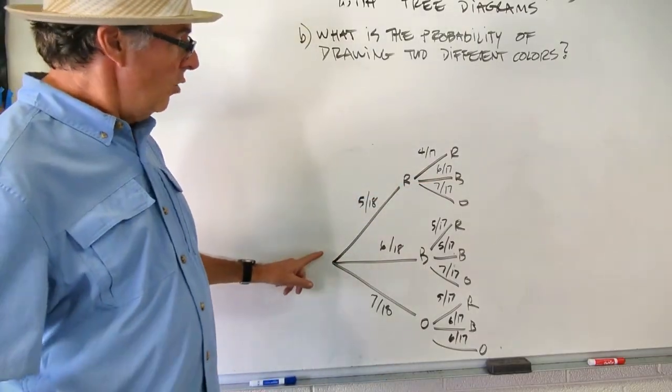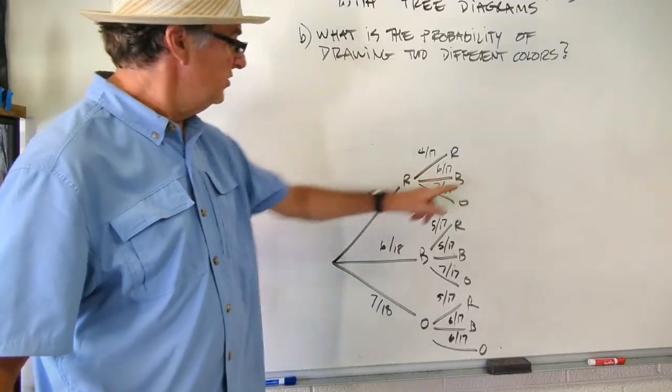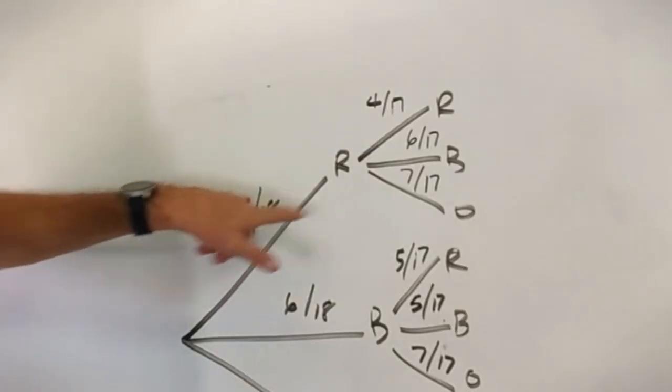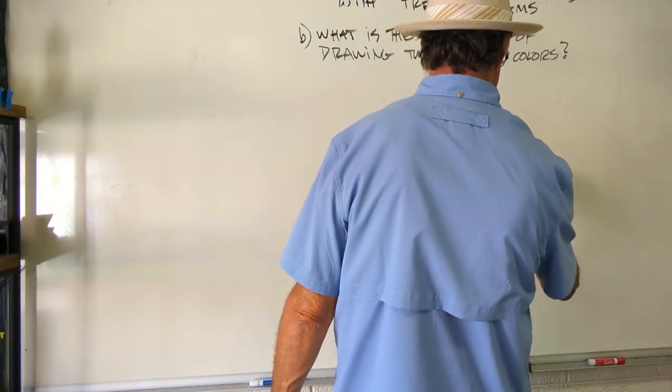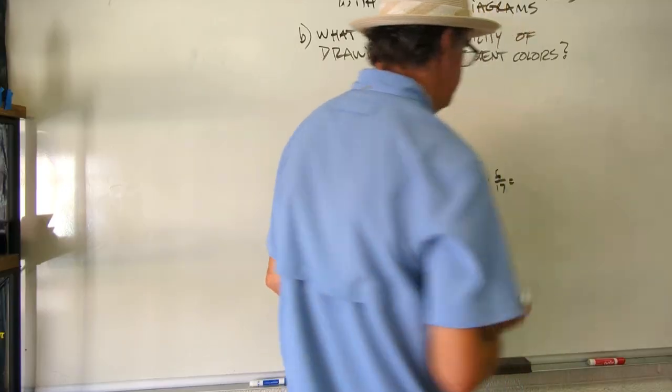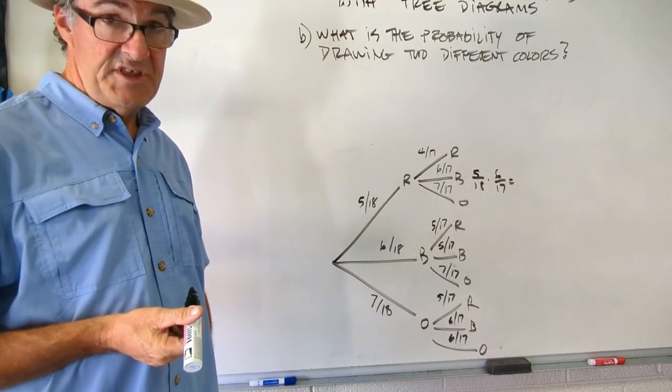So watch this. What is the probability of getting red blue? It's going to be 5/18 times 6 over 17. So 5 over 18 times 6 over 17. Go ahead and pause the video and do that calc.